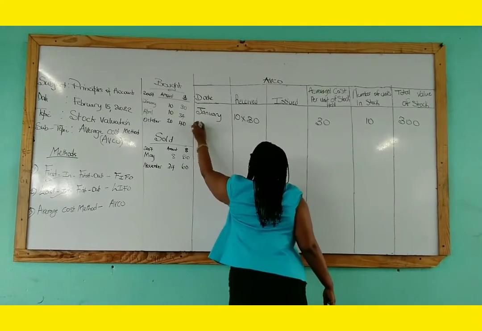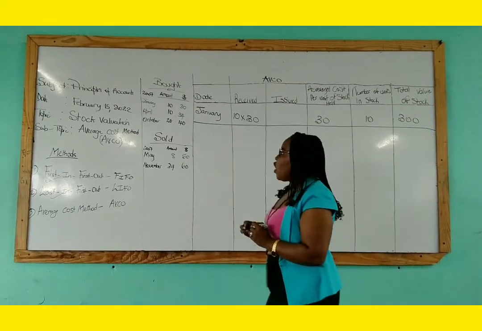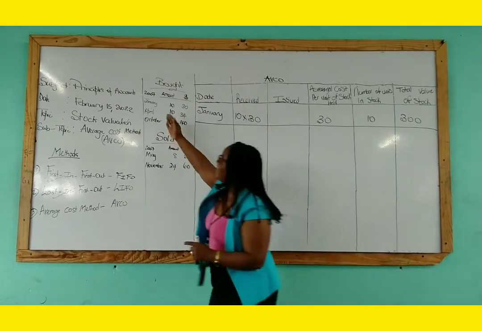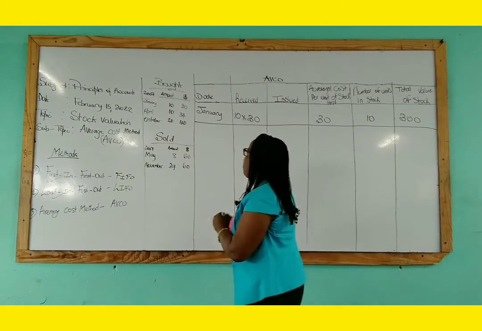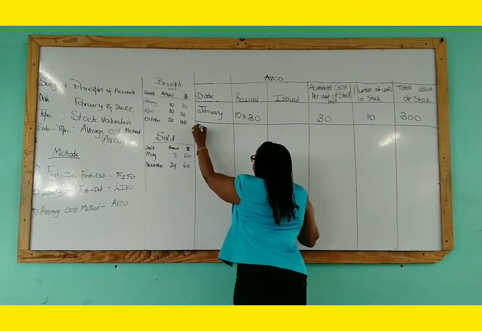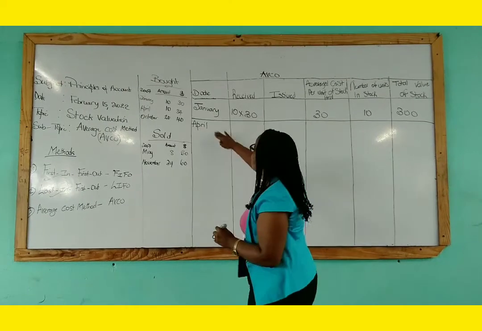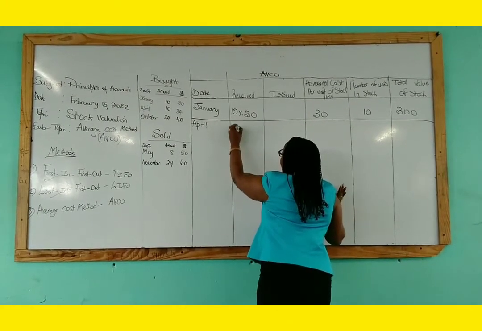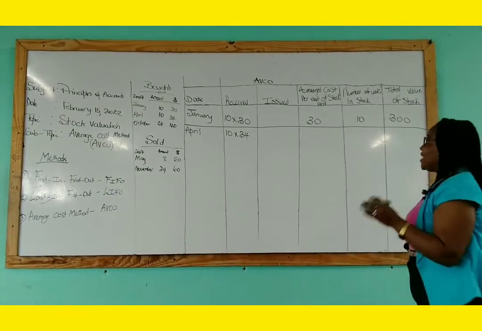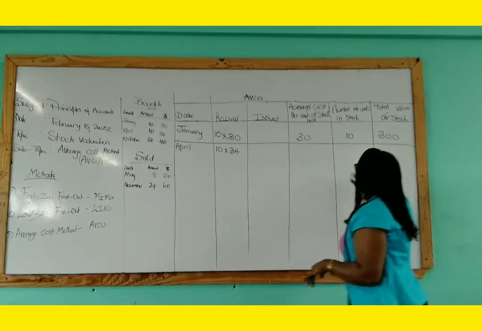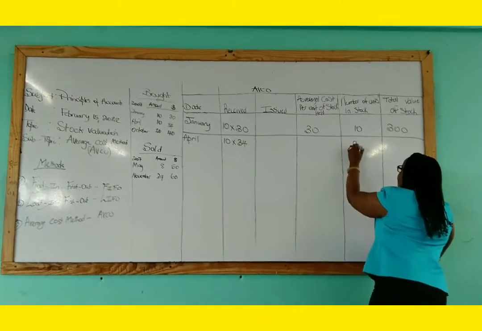So we are going to pull the line across to show that we have completed the month of January. Now the month that follows January is February, but it is not on the board. I'm not seeing March either. That means we jump straight into April. So in April, we also bought 10 at 34. So the number of stock is 10 plus 10, which is 20.